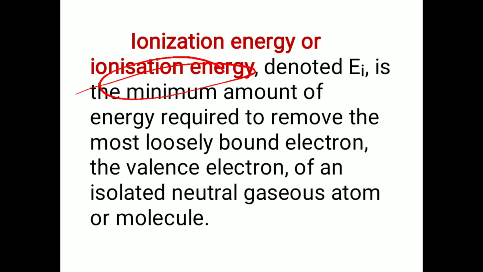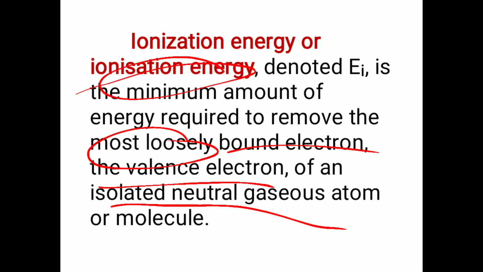So what is ionization energy? As I have earlier discussed, it is the minimum amount of energy required to remove the most loosely bound electron, that is the valence electron, of an isolated gaseous atom or molecule. So it is the energy that is required to remove an electron. It is simple. It is called ionization energy, or IE. You can say IE as well.